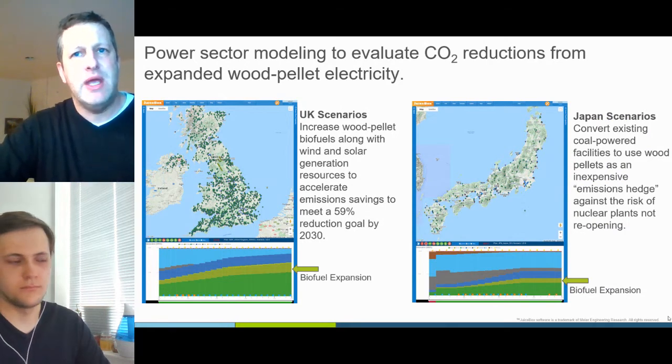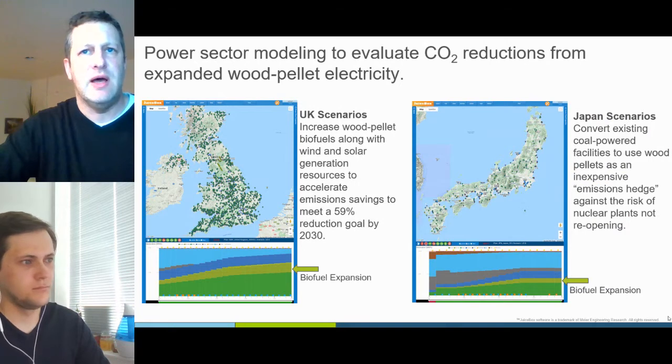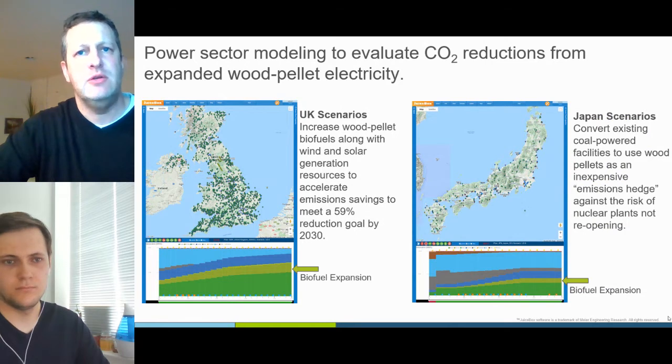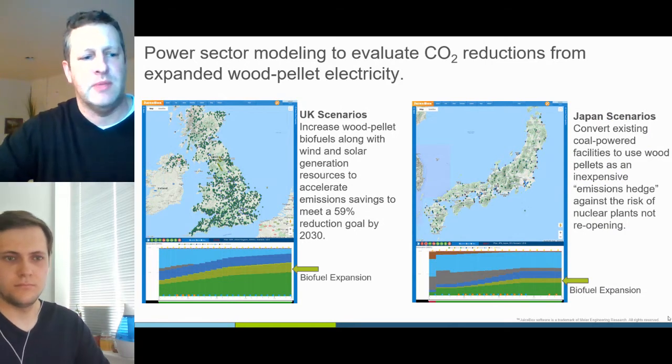On the right, for Japan, we have a little bit different scenario. Japan has had many nuclear reactors closed, and several of those are at higher risk for not reopening. So what we wanted to examine is, could biofuels, basically converting coal plants to biofuel, provide a hedge for Japan? Should nuclear plants not reopen, could they still maintain their international commitments?